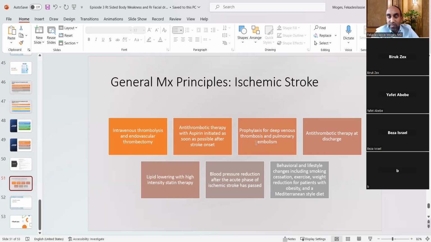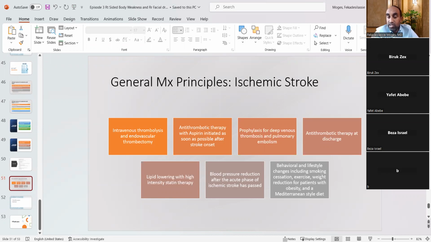So prophylaxis of deep venous thrombosis and pulmonary embolism, and antithrombotic therapy at discharge, like aspirin. Sometimes dual antiplatelet therapy can be given to patients, like Plavix and aspirin, okay? Lipid lowering agents, blood pressure reduction. After the acute period has passed, obviously you have to properly manage the blood pressure, because blood pressure is the main culprit why patients are developing arteriosclerosis to begin with.